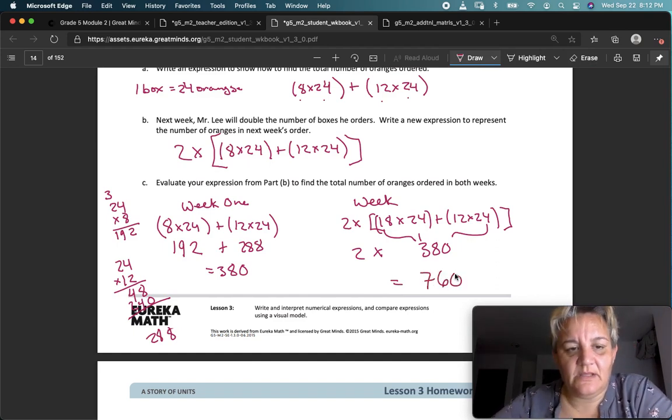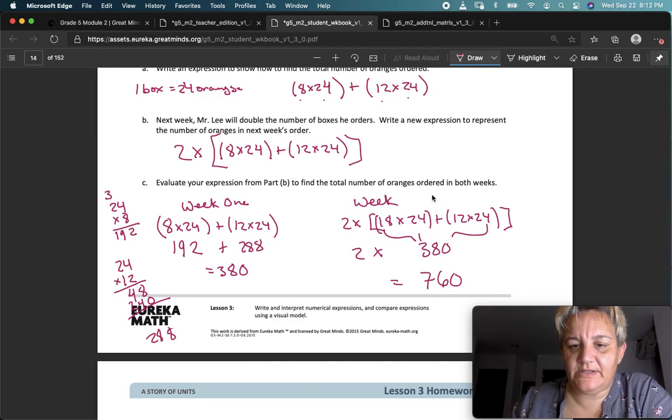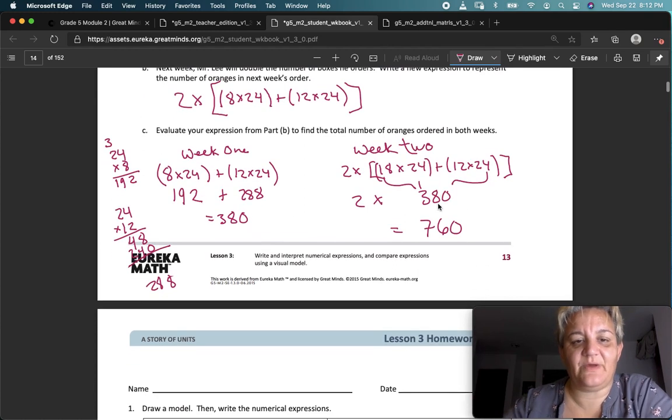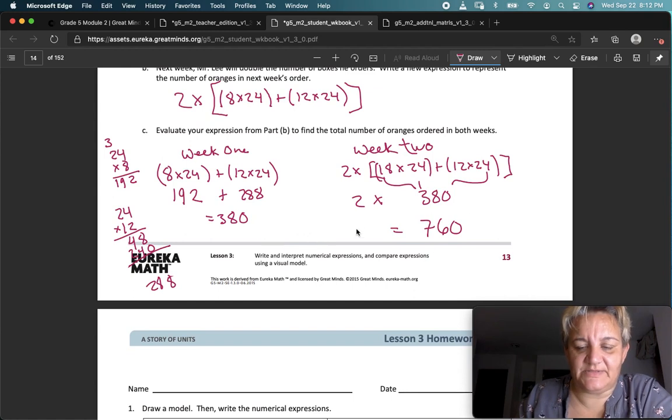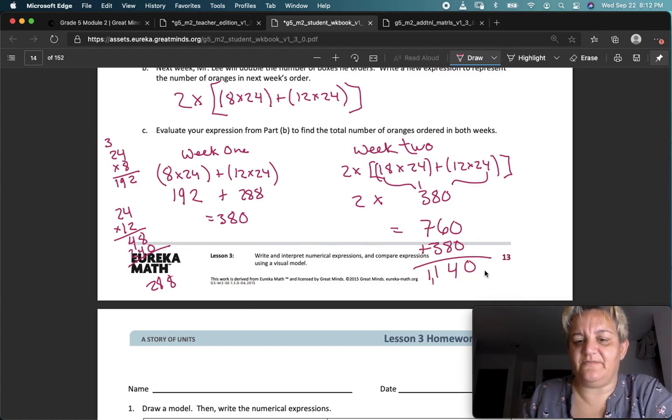All right. Week 1 and week 2. And if we want to find the total number of oranges ordered in both weeks, we're going to add those together, aren't we? So 380 plus 760 is 1,140 oranges. Okay, the total number of oranges ordered in both weeks.